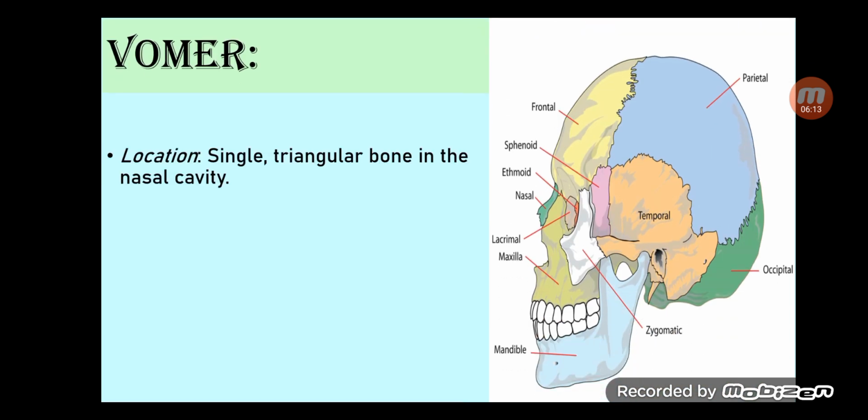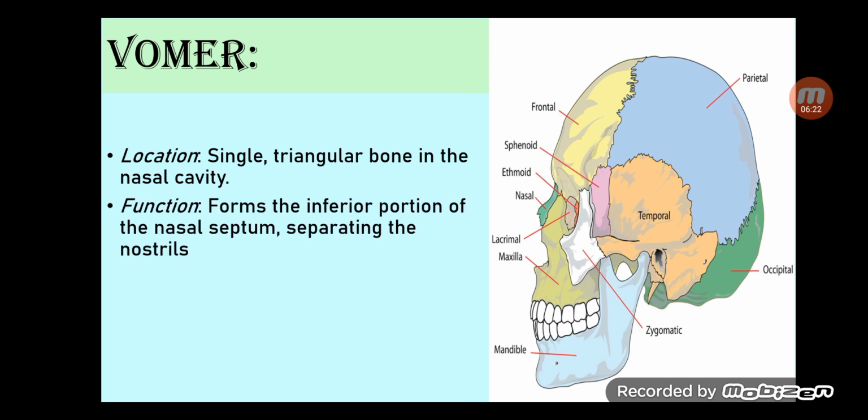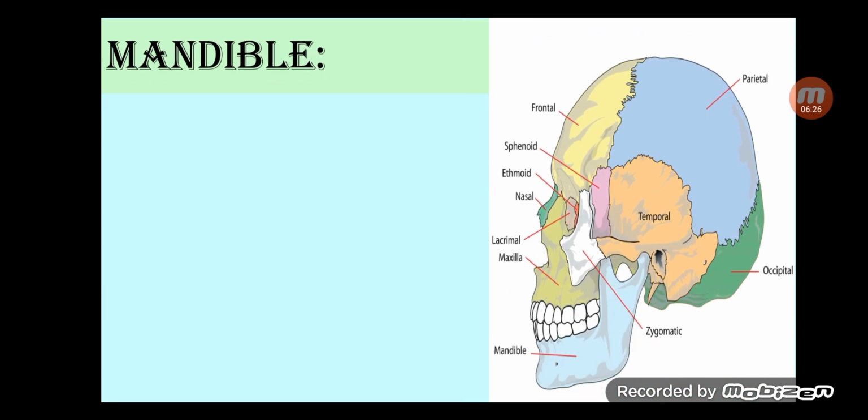Then we have the vomer, that is a single bone of the facial skeleton, and it is located as a single triangular bone in the nasal cavity. Its function is to form the inferior portion of the nasal septum, thus separating the nostrils.